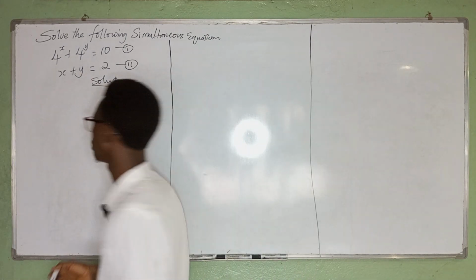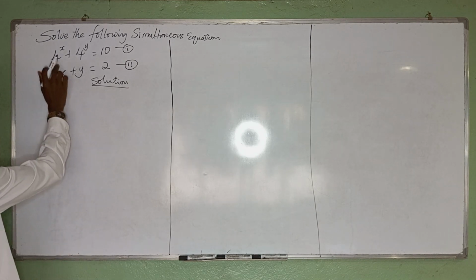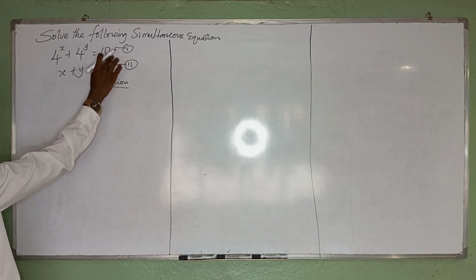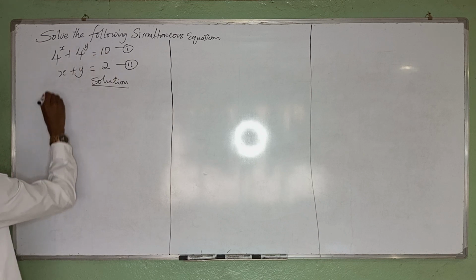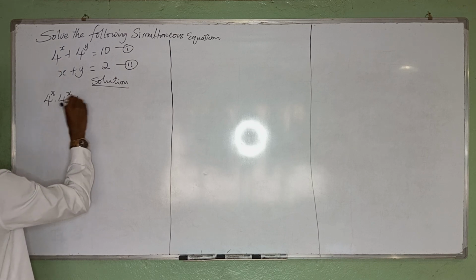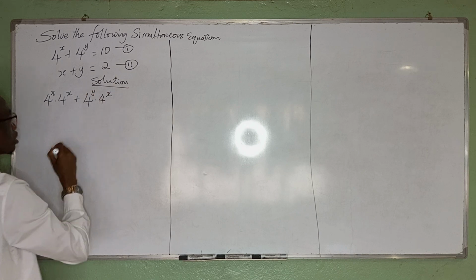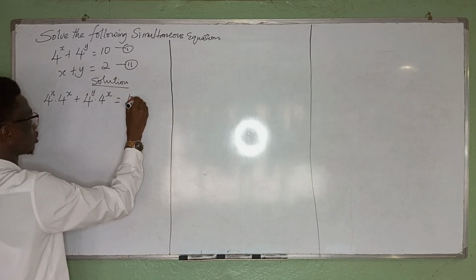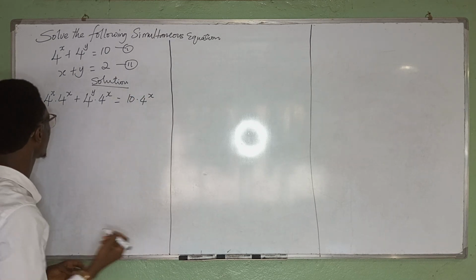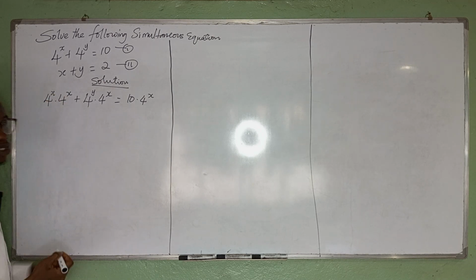So what I will do here is multiply 4 raised to the power x throughout this equation. Multiplying 4 raised to the power x throughout equation 1, we have 4 raised to the power x multiplied by 4 raised to the power x, plus 4 raised to the power y multiplied by 4 raised to the power x, equals 10 multiplied by 4 raised to the power x.